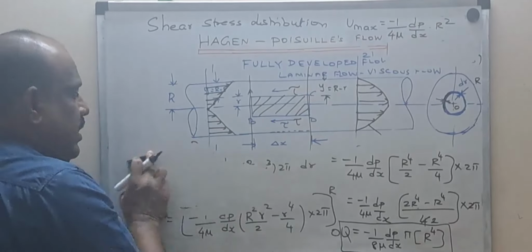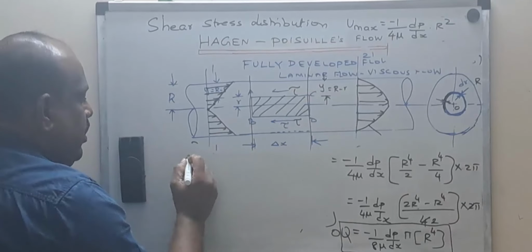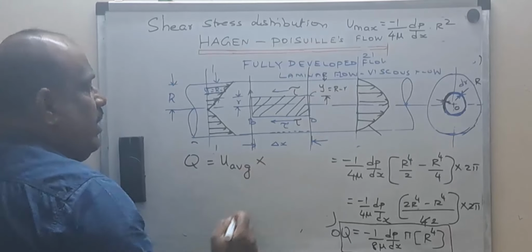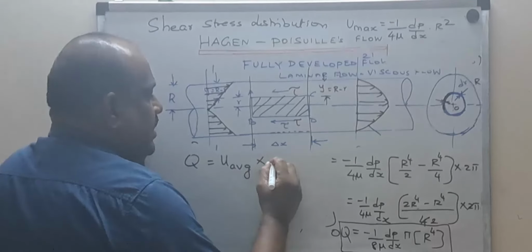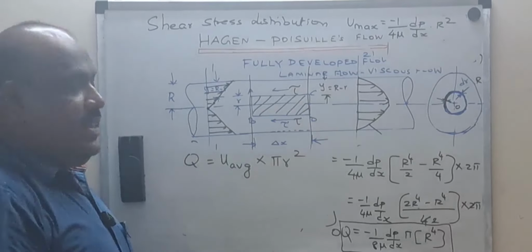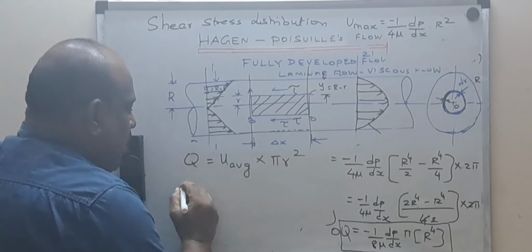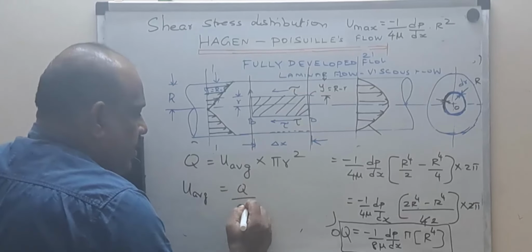So I will expand further. I am interested to find u average. We know that q will be equal to u average into area. Now which is the area? This cross-sectional area, the entire area. That area is nothing but pi r squared, the area of the circle. So this is the formula. Now I want u average only, so u average will be equal to q by pi r squared.